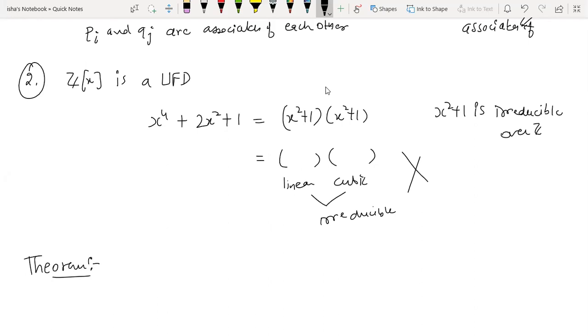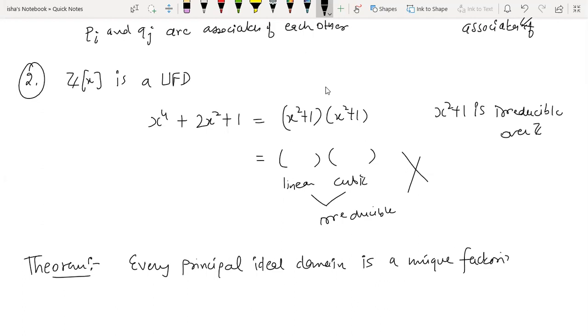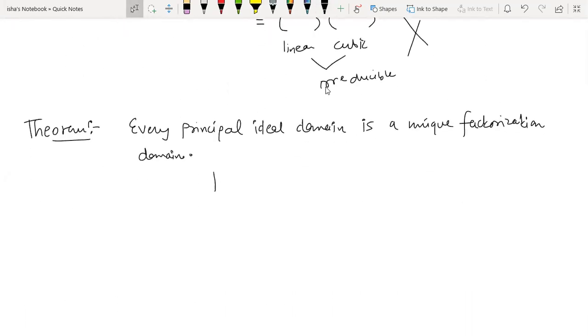now see that we'll start connecting things. From integral domain, we formulated one kind of domain, call it PID. From integral domain only, we formulated another kind of domain, which is UFD. So now we want to see, is there any connection between PID and UFD? So this theorem tells you that every principal ideal domain is a unique factorization domain. So it's easy to remember.